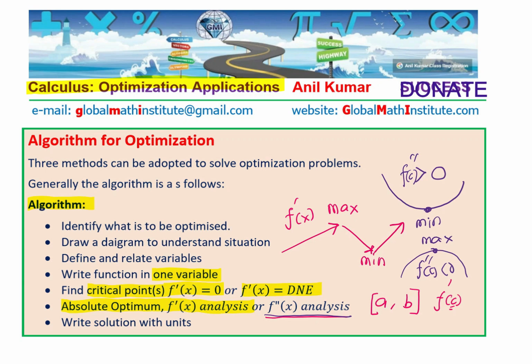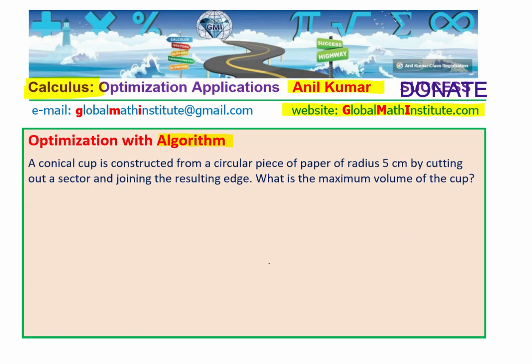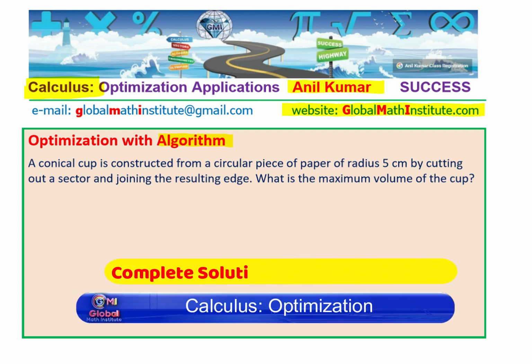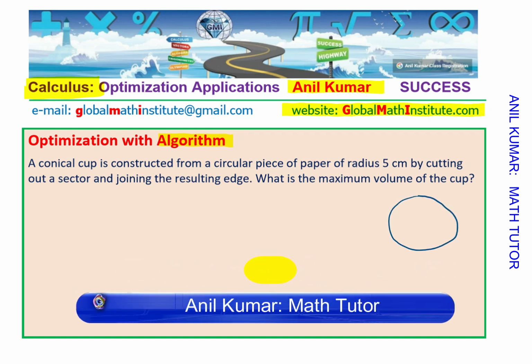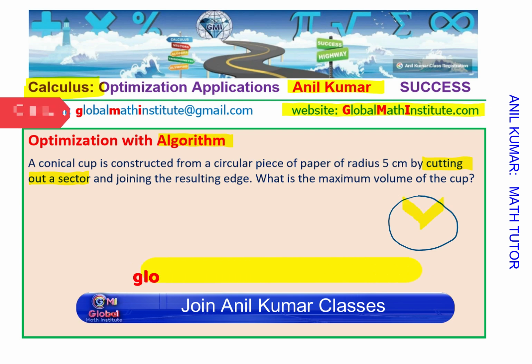So now let's begin with the solution of our question, which is right here. So let's read the question once again. It's a good practice to read the question and understand it. A conical cup is constructed from a circular piece of paper, right? So let me just sketch a circular piece of paper from where we are going to construct this conical cup. It is of radius 5 centimeters by cutting out a sector. So you have to cut out a sector to make this. So let's say this is the sector which we are going to cut out.